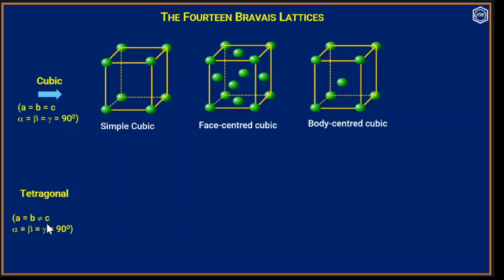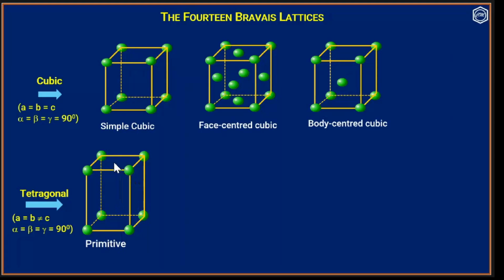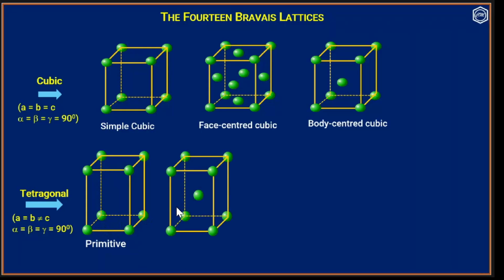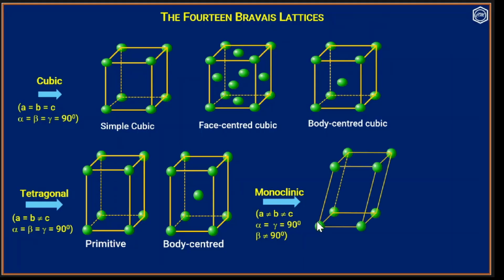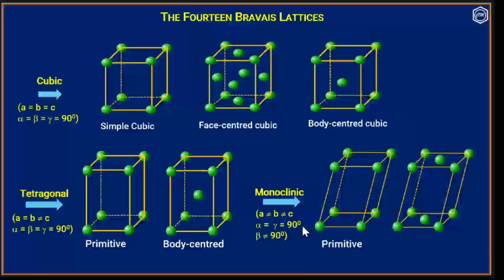Second one is tetragonal. For tetragonal, a = b ≠ c, but α = β = γ = 90 degrees. And this is the primitive unit cell, and this is the body-centered unit cell. And here for monoclinic, a ≠ b ≠ c, α = γ = 90 degrees, and β is not equal to 90 degrees. Two unit cells are possible for monoclinic, primitive and end-centered.